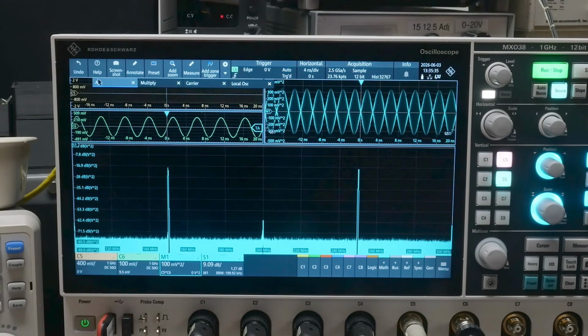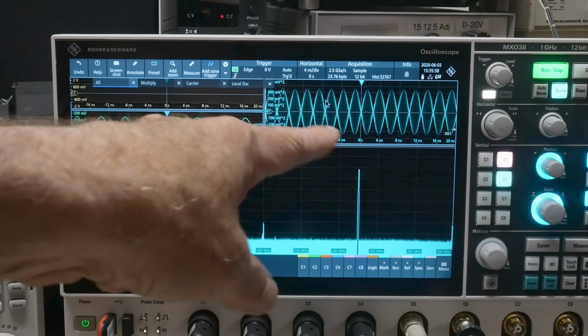What I'm going to do is I'm going to take my carrier, which is this one here. This is my 200 megahertz. And this one here, let's see here, carrier. No, this is my carrier. And up here is my 50 megahertz. This is my 200 megahertz. This is my 50 megahertz. I'm going to multiply them together, and that's over there.